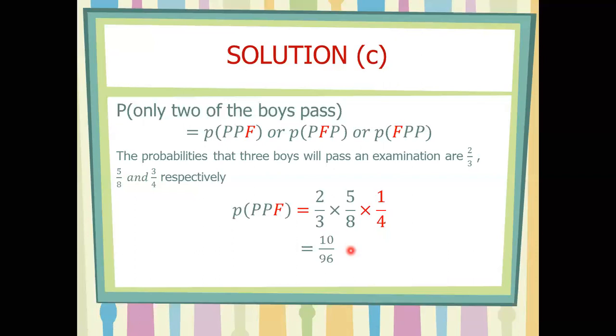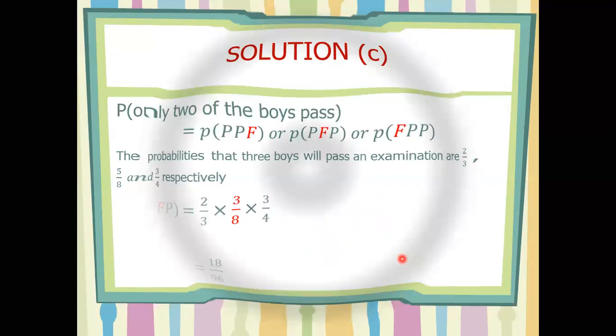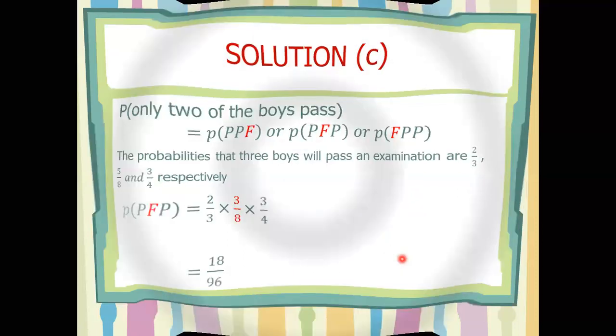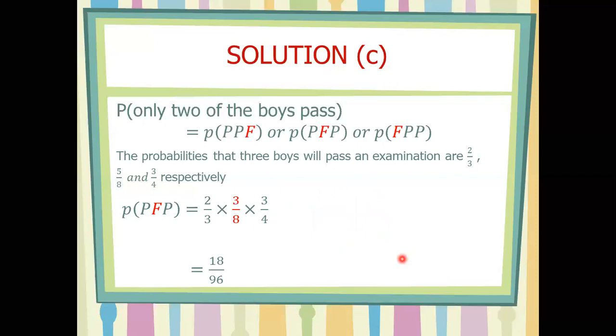Now let's check the next one. That's probability of the first boy passing, second boy failing, and the third boy passing. So that gives me 2 over 3 for the first boy, for his passing. Then for the second boy failing, his passing is 5 over 8, then his failing will be 8 minus 5, that's 3 over 8. Then the third boy, his passing is right there, 3 over 4. So I put 3 over 4 right here, and then simplifying that gives me 18 over 96. I'm still not going to simplify. I remember I said that this will help me out in my final calculation.